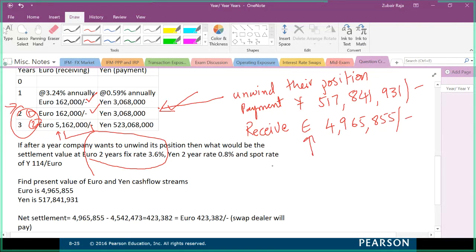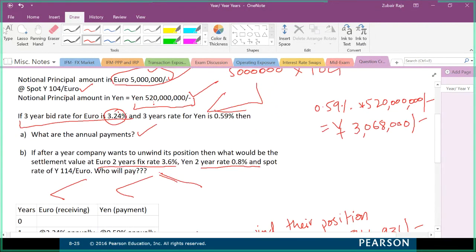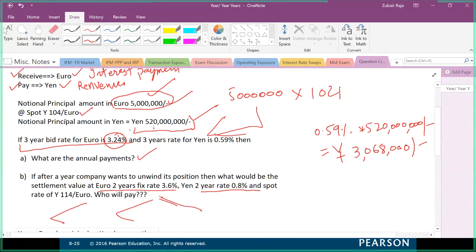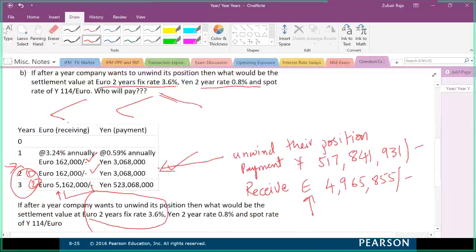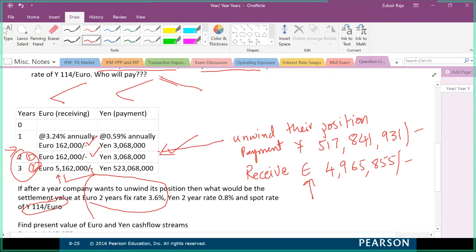Now the question is, who will be at a loss? For that purpose, see what the liability of each party is and how the currencies changed. This is the spot rate at the start, 104 yen for each unit of euro, and it changed to this rate. So which currency appreciated, and which currency depreciated? Euro appreciated, yen depreciated.